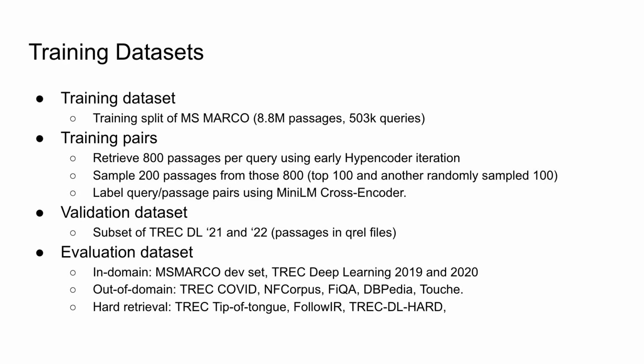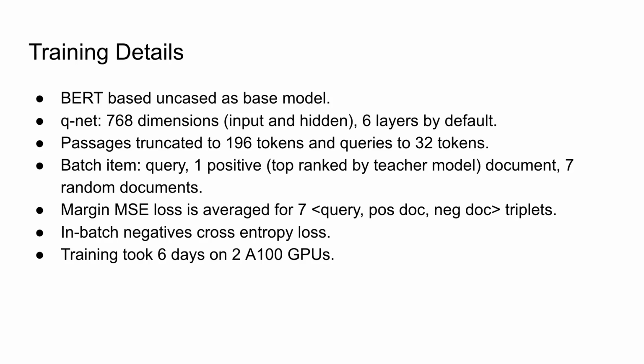And then they used a subset of Trek Deep Learning 21 and 22 for the validation dataset. And then they had in-domain, out-of-domain, and hard retrieval evaluation datasets. Some training details. BERT-based uncased was the base model. The QNet has a hidden dimension of 768, and it takes an input of 768 dimensions from BERT. And it has 6 layers by default. Passages are truncated to 196 tokens, and queries to 32 tokens. And each batch item is one query, one positive, which is a top ranked by teacher model document, and then 7 randomly selected documents.